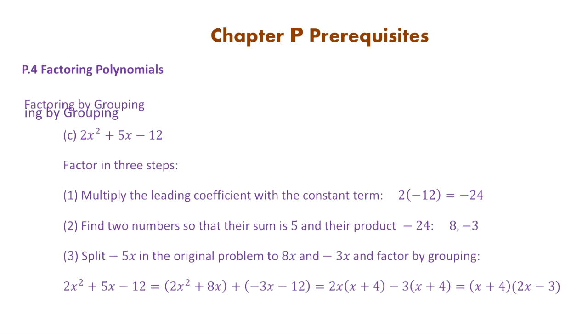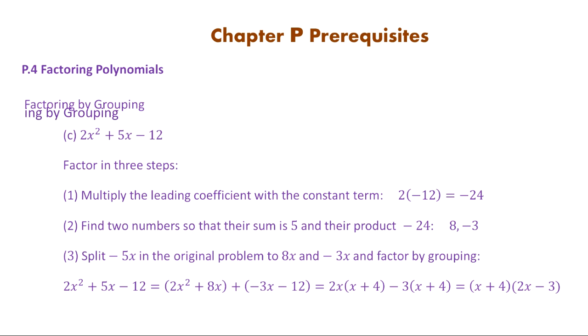And then let's do another one for this method. Let's do the 3 steps as before. So the first step, multiply the first number 2 by the last number, negative 12. So we get negative 24, right?